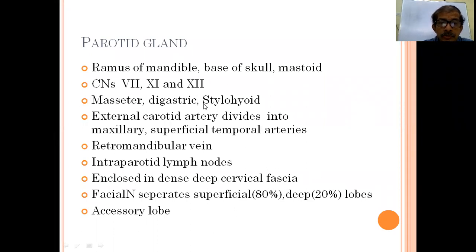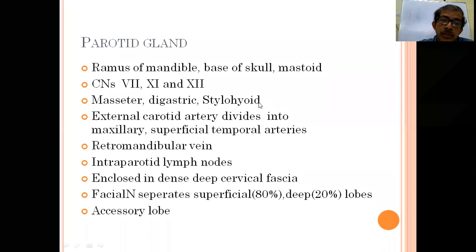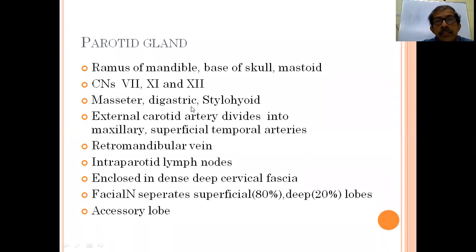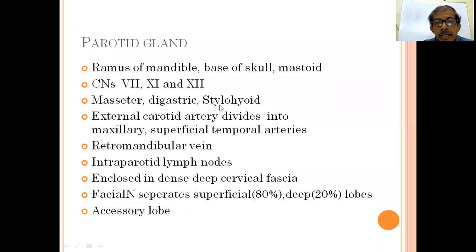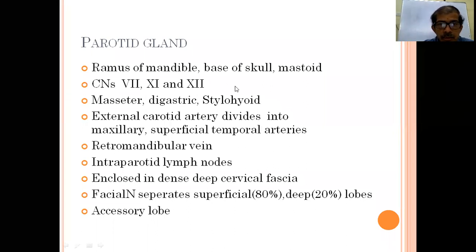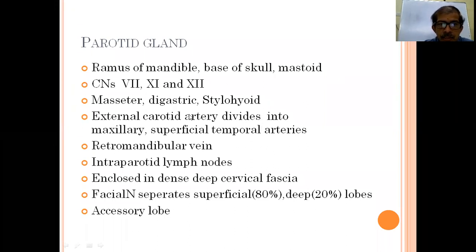Again, three muscles are in close relation to the parotid. That is the masseter anteriorly, the digastric posterior belly below the gland, and the stylohyoid muscle that is posterior to the gland. So these are the three bony points, three nerves, and three muscles.